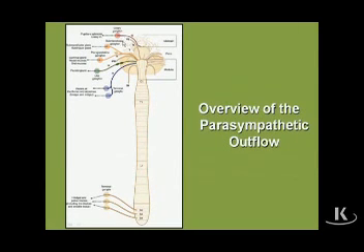So that concludes parasympathetics. 3, 7, and 9 use the parasympathetic ganglia of the head. 10 and the sacral parasympathetics use the terminal ganglia in the walls of organs. So that concludes our discussion of the autonomic nervous system.